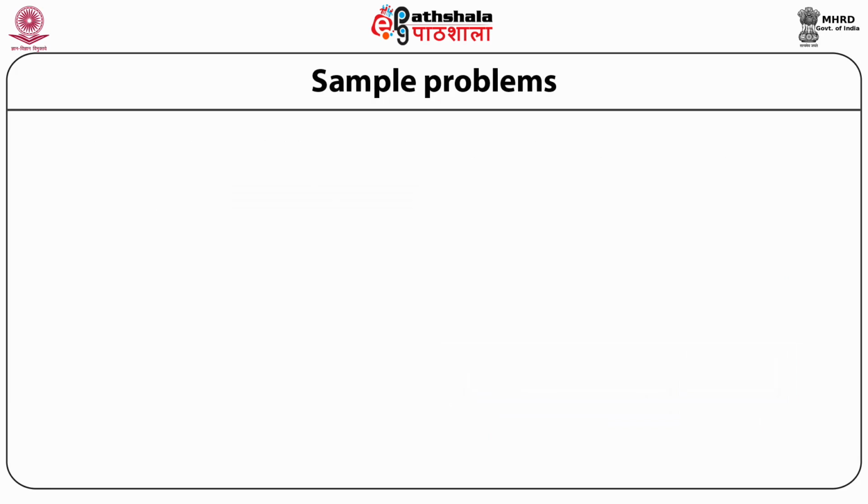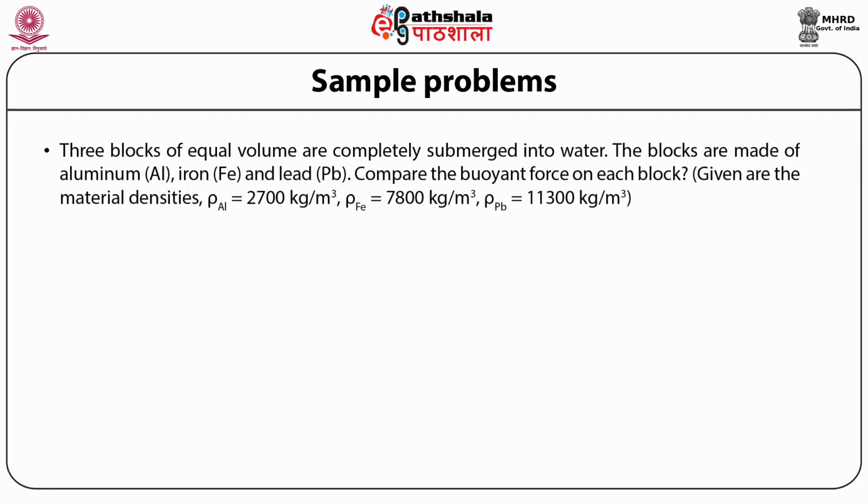In the next sample problem, Archimedes' principle has to be used. Three blocks of equal volume are completely submerged into water. The blocks are made of aluminium, iron and lead. You have to compare the buoyant force on each block. What is given here is the material densities. In case of aluminium, it is 2700 kg per meter cube. For iron, it is 7800 kg per meter cube. And for lead, it is 11,300 kg per meter cube.